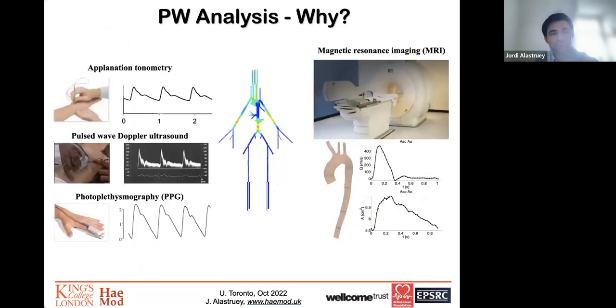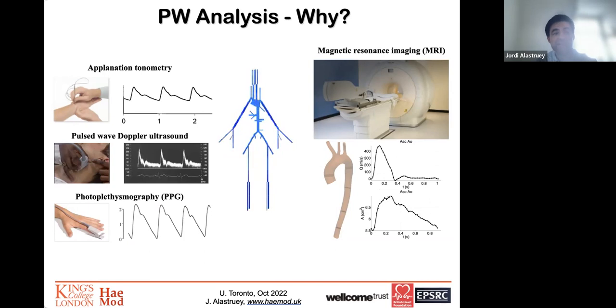So why do we want to study pulse wave signals? What's really the motivation here? These signals can be measured in vivo using a variety of devices and are influenced by the heart, vasculature, and also the respiratory and autonomic nervous systems. So that makes pulse wave signals a rich source of information to assess human health, including cardiovascular health.